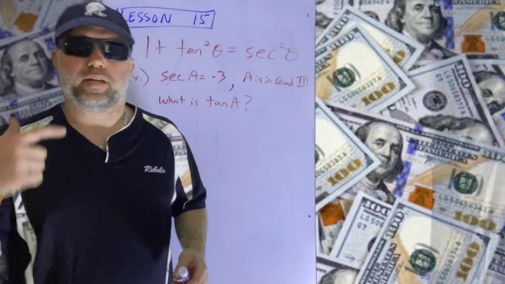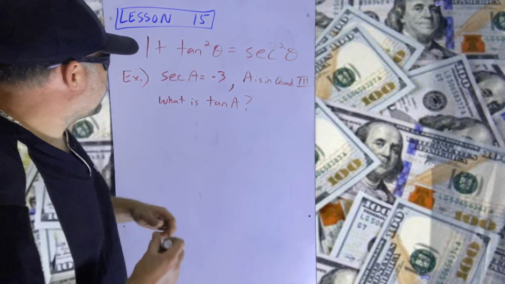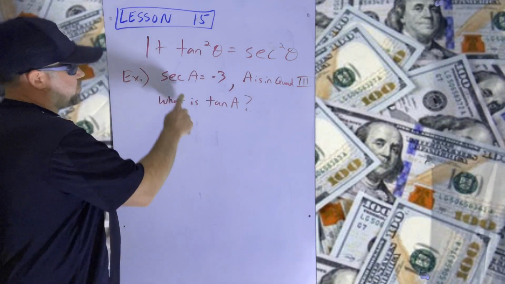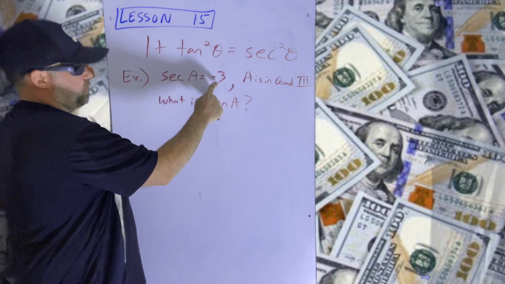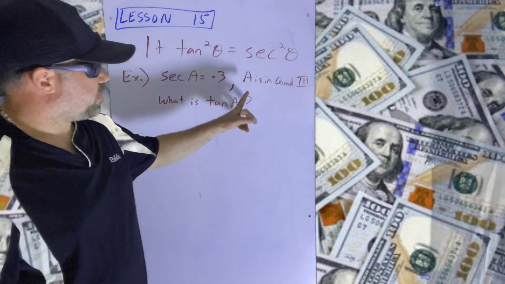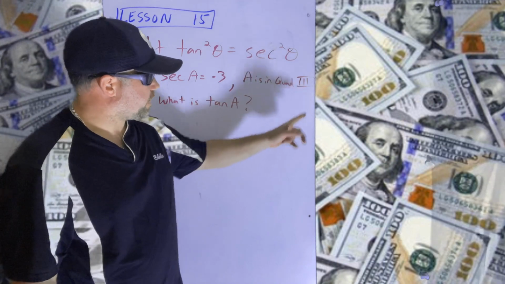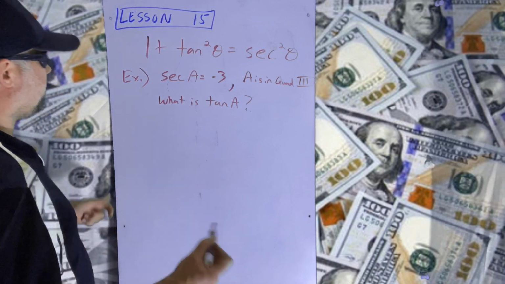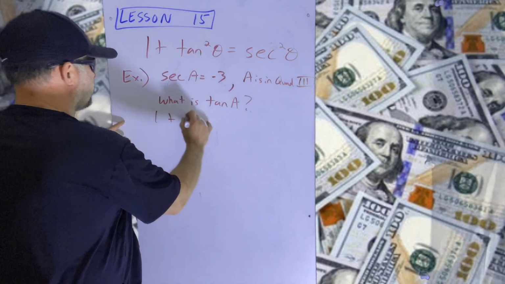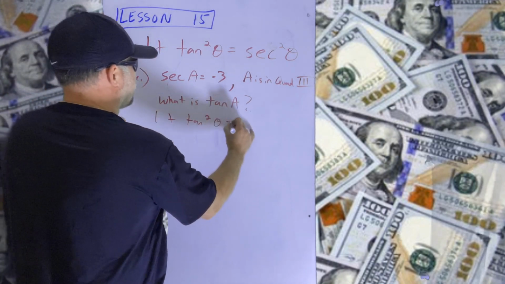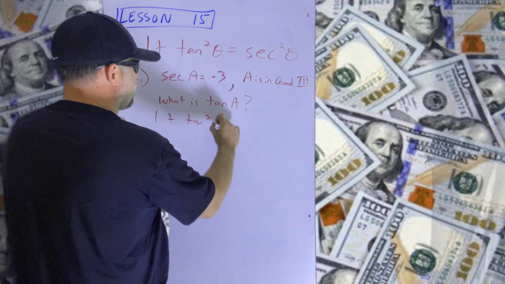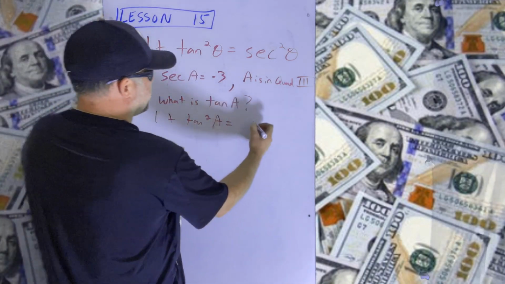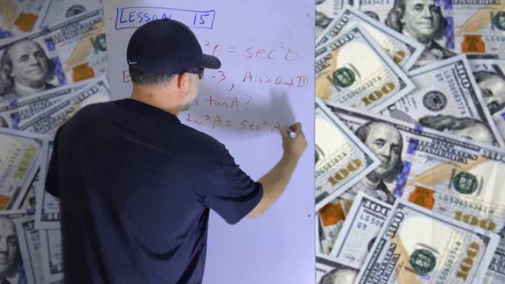All right, so here's an example of using that second Pythagorean identity. I have it written up here. 1 plus tan squared equals secant squared. In this problem, I'm giving you that the secant of some angle A is -3, and we're told that angle A is in quadrant 3. What is the tangent of A? So we're just going to plug into this equation and get our information. So we have 1 plus tangent squared of A, because we're talking about angle A in this problem, equals the secant squared.